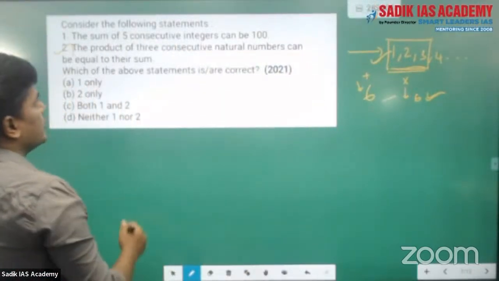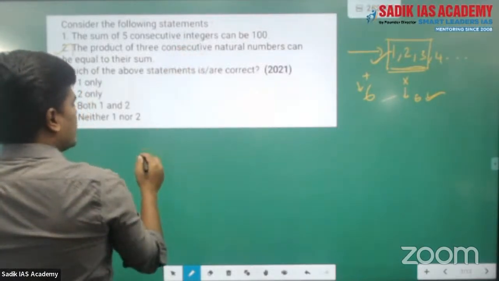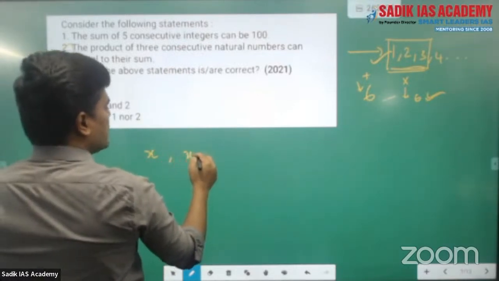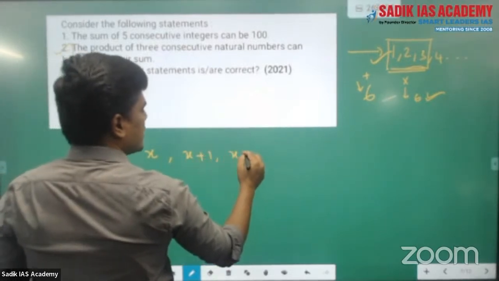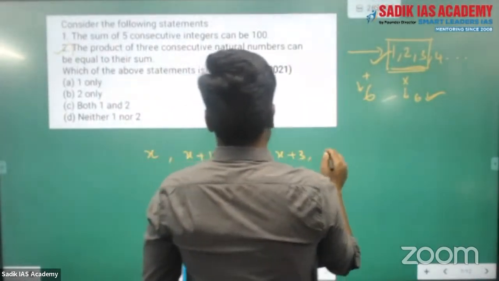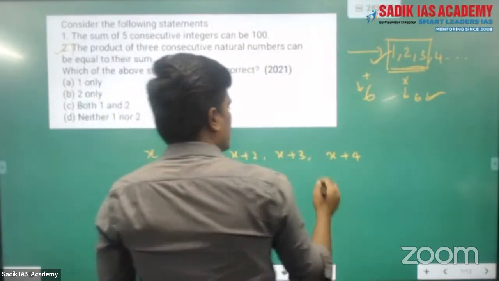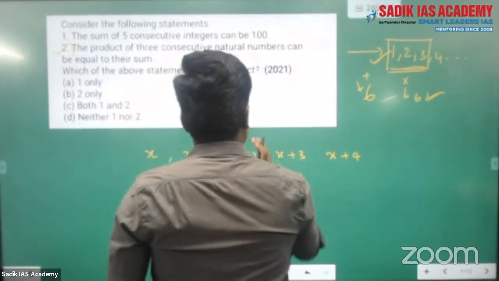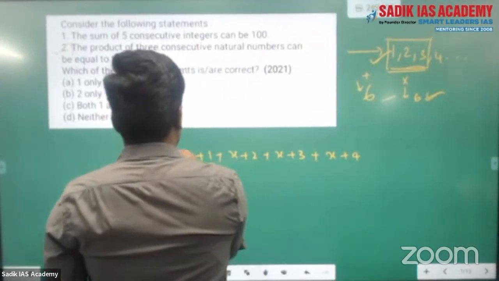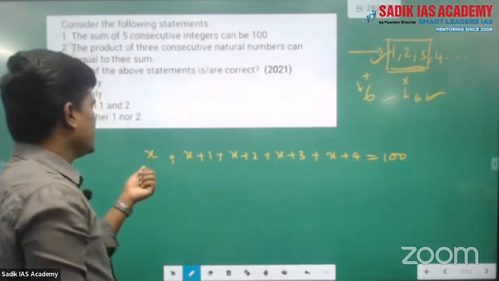Can it be 100? To validate this, you can take the first integer to be x, the next integer x plus 1, the next integer x plus 2, the next integer x plus 3, the next integer x plus 4. 1, 2, 3, 4, 5 integers I have. They said the sum of these 5 integers needs to be 100. I don't know what x is.